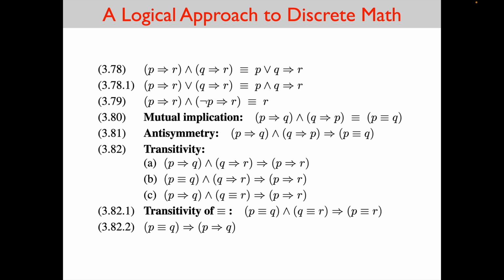And 3.82.2 is that if P equals Q, then P implies Q. So P equals Q is stronger than P implies Q. P implies Q is weaker than P equals Q.